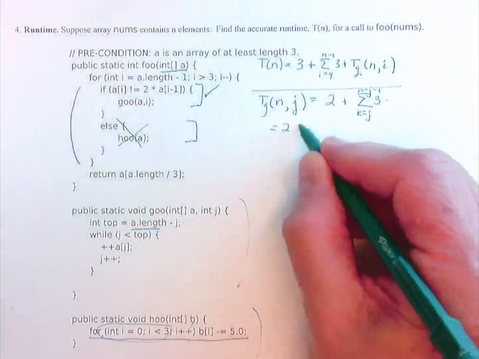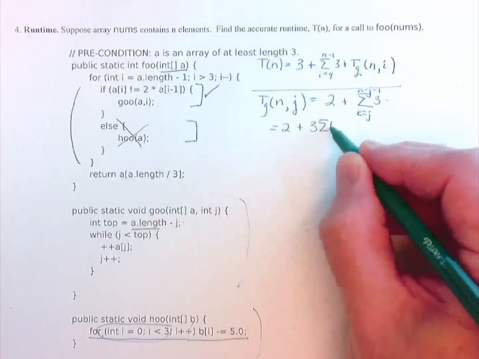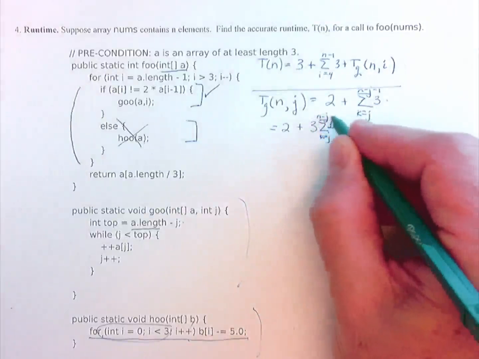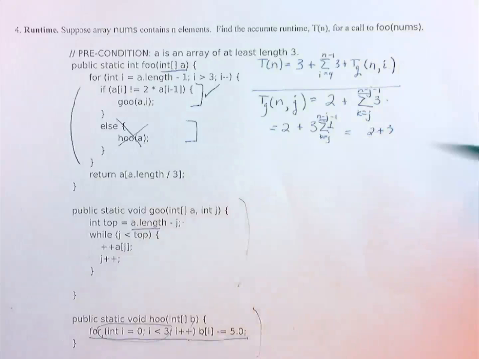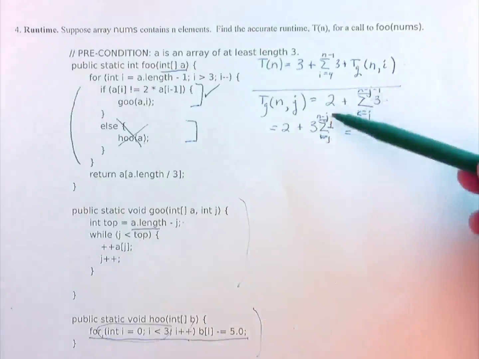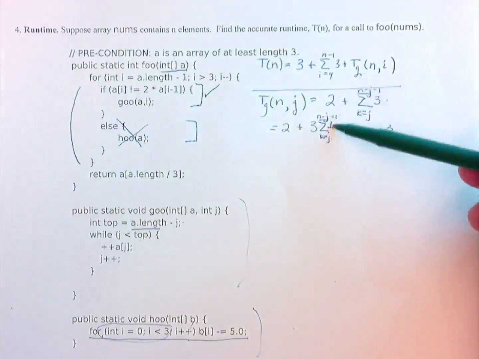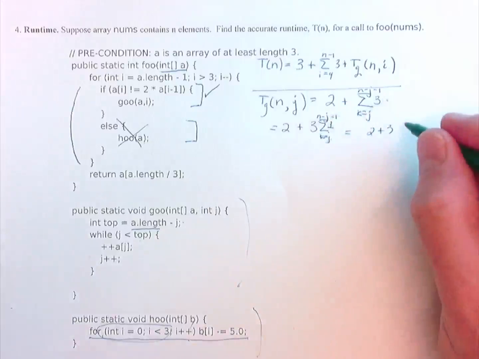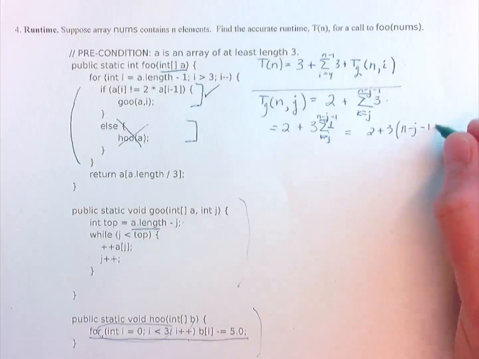It's got a 2 in it, that's easy. And then I can factor out a 3, and inside there there's a sum of 1, going from k equals j to n minus j minus 1. That's nothing but 2 plus 3 times, and then I just need to count all of them. Remember that it's this minus this plus 1, usually. So I'll go ahead and do that. It's usually n minus j minus 1 plus 1.